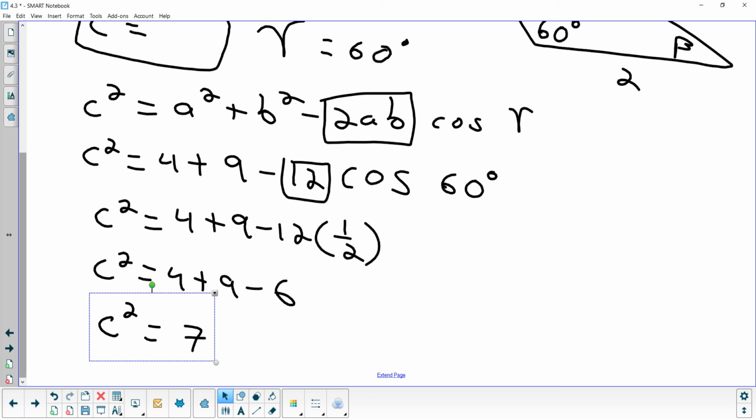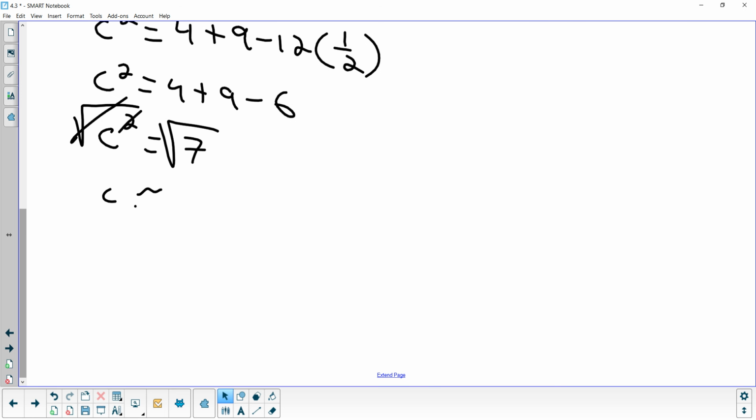Now I need to get C by itself. So what do I do on both sides? And it doesn't involve adding or subtracting or multiplying. Squaring is a function, so you have to cancel it with the opposite of that function. Yep, square root. That's the inverse of squaring. Square root. That's gone. And that's our answer.